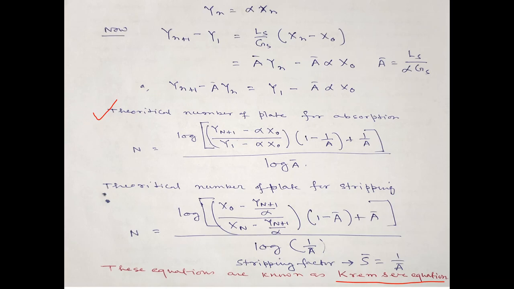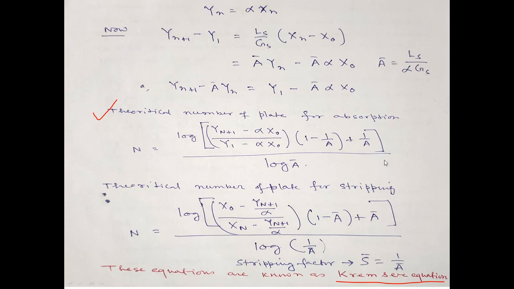If the slope of the operating line and the slope of the equilibrium line are equal, these two lines will be parallel, and then the absorption factor will be 1. If the absorption factor is 1, then log A will be 0, so this equation will not be applicable. You cannot calculate through this Kremser equation; then you have to use the graphical method. But other than this, when the absorption factor is not equal to 1, then you can calculate the theoretical number of plates.